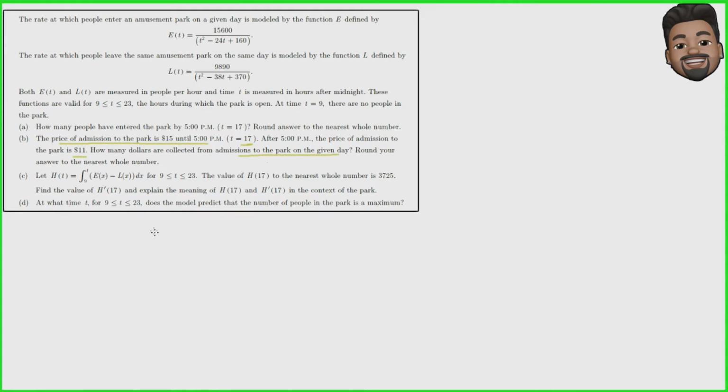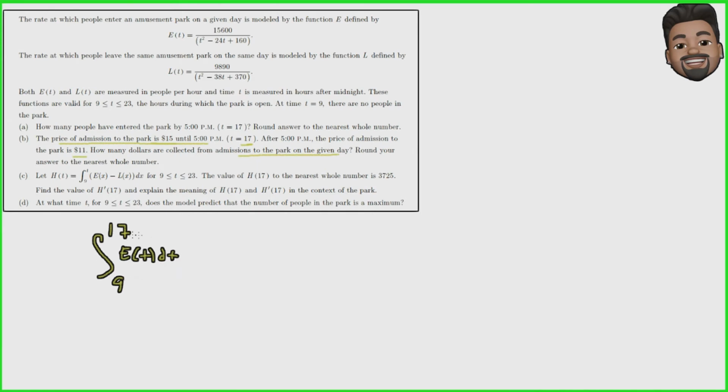So this is what we have to do. For every person that has entered the park from 9 to 17, the price of admission was 15. So this is what we can do. We're going to do the antiderivative from 9 to 17. That's going to tell me how many people have entered this park before 5 p.m. So we know the price of admission from the start till 5 p.m. How many people have entered?